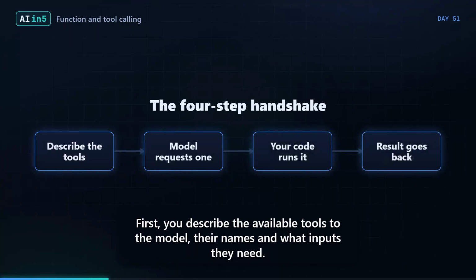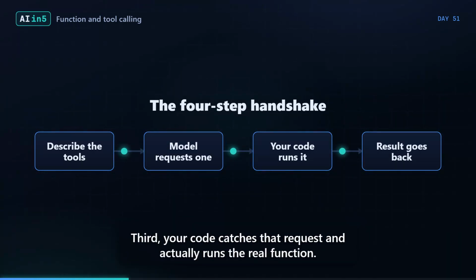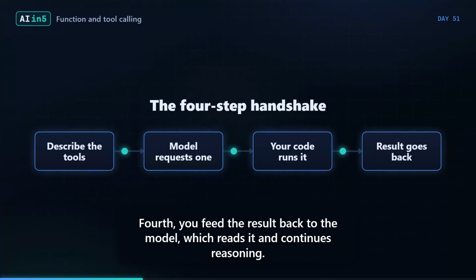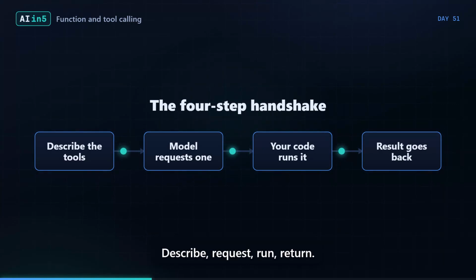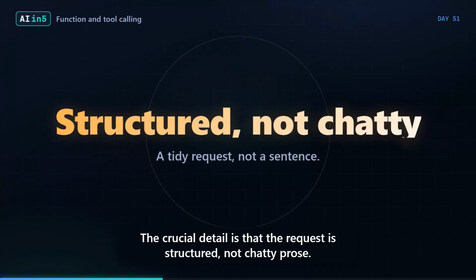It's a little four-step handshake. First, you describe the available tools to the model, their names, and what inputs they need. Second, when the model wants to act, it outputs a structured request naming a tool and its inputs. Third, your code catches that request and actually runs the real function. Fourth, you feed the result back to the model, which reads it and continues reasoning. Describe, request, run, return. That loop is function calling.